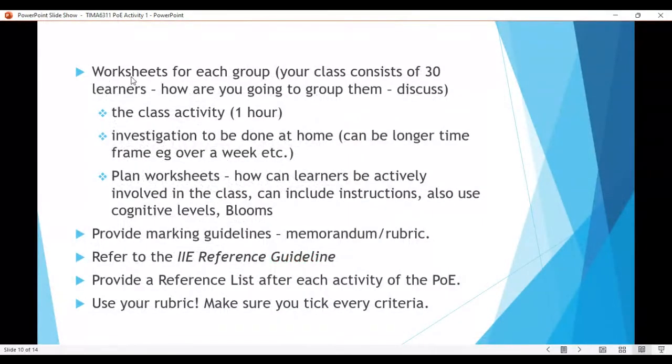You are going to have worksheets for each group. Your class consists of 30 learners. How are you going to group them? Discuss this in section F.